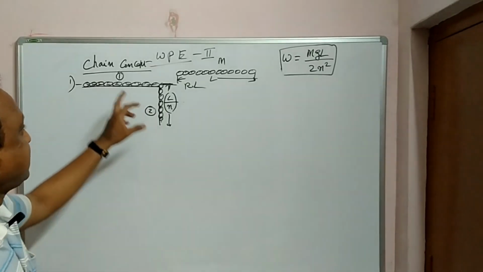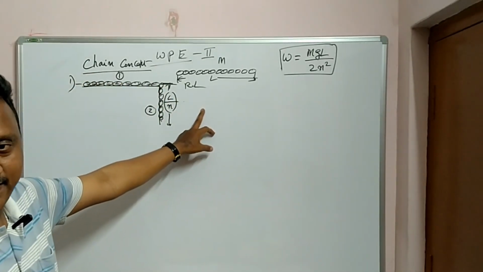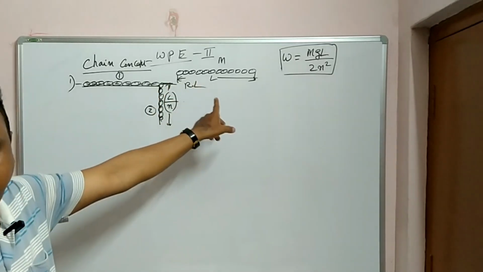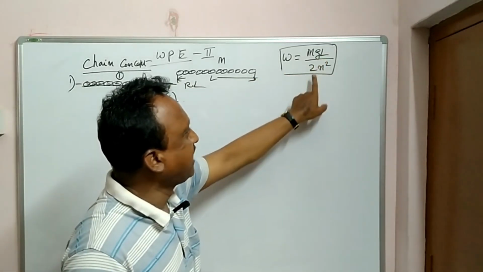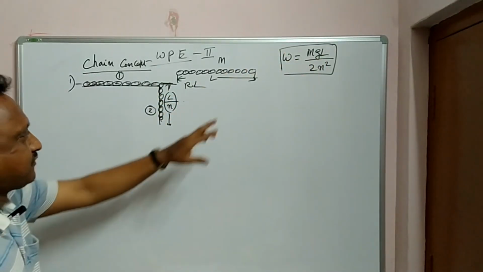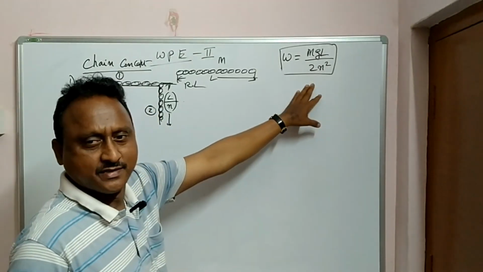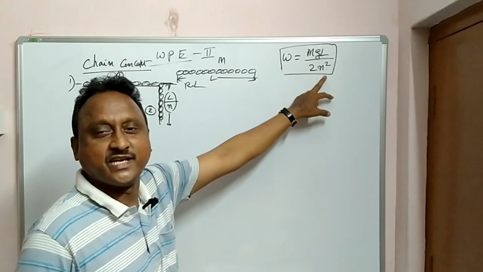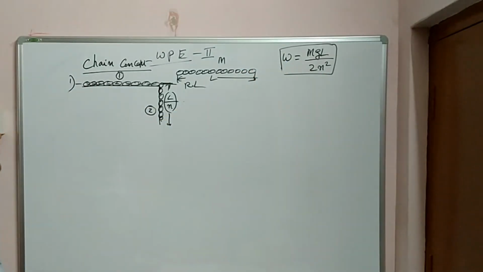Okay, now. So in the chain concept we have seen the first case, that is if some part of the chain is hanging down, what is the work done in lifting? That is given by mgL by 2n square. Please keep in mind this formula is very very important in doing numericals. n is the part of the chain hanging and all the remaining things are known.